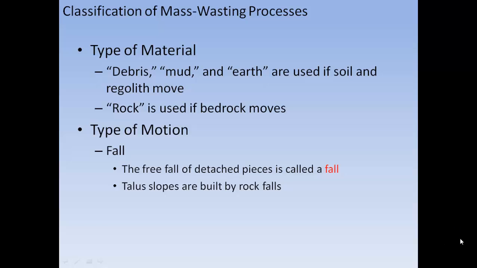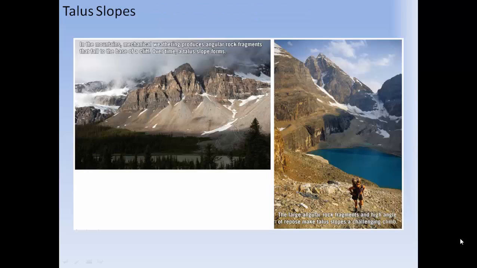At the base of a cliff you may have a whole bunch of chunks of rock built up. That's called a talus slope. Here in this rugged mountain, chunks of rock have fallen and built up these fan shapes. These are talus slopes.